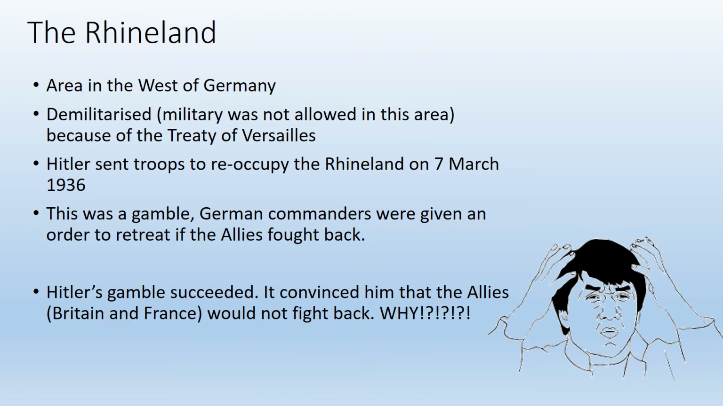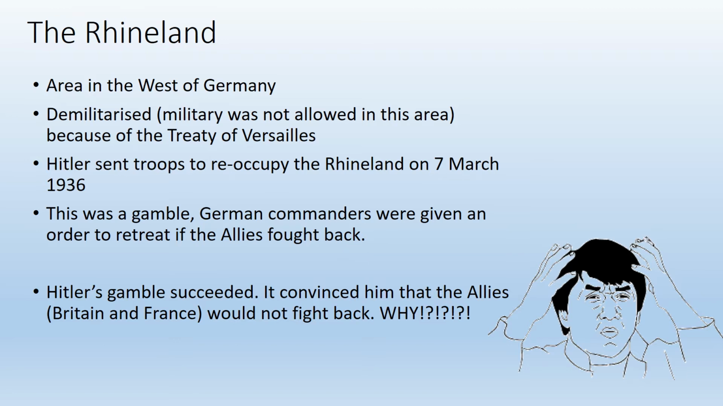A little bit more detail about the Rhineland. It was an area of West Germany. It was demilitarized because of the Treaty of Versailles. Hitler sent his troops to reoccupy the Rhineland on the 7th of March, 1936. And as we said, this was a really big gamble for Hitler.